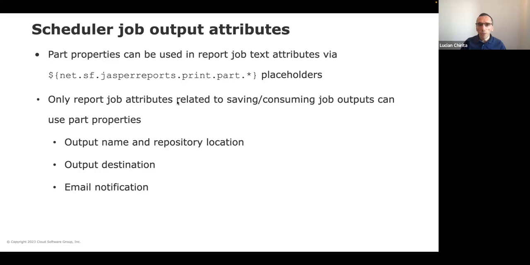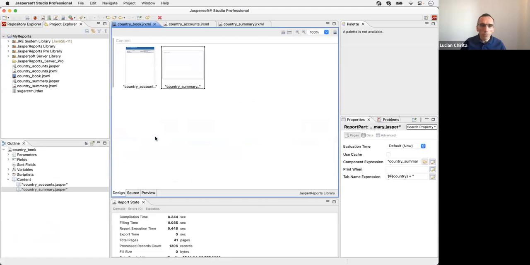What needs to be noted is that you can only do this for attributes that are used for scheduler job output, because these properties are read after the report is executed, and you can customize the output destinations based on the actual parts that are present in the executed report. So you can use custom properties in the name of the output, the repository location, in output destinations like FTP or server file system, and in email notifications. Let's see how we can do that for our report.